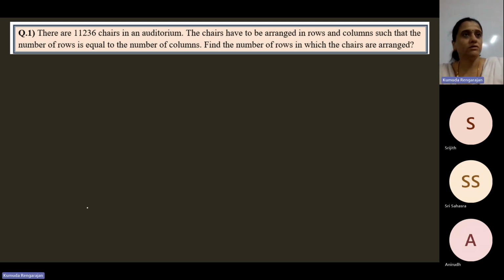Sahasra and Srijit and Aniruddhan. Anirudh, right? Okay, sorry. Aniruddhan is that boy from Chennai. Yes. Found the square root? Ma'am, 1 minute, ma'am. Okay, okay. I'm still doing, ma'am. Okay.